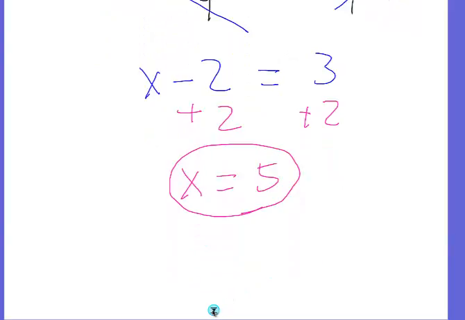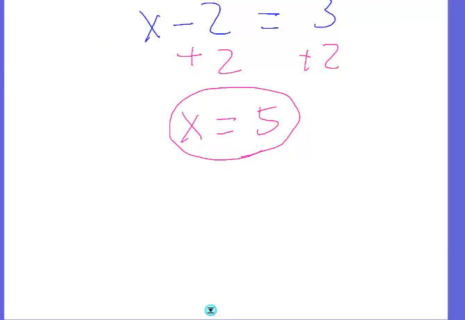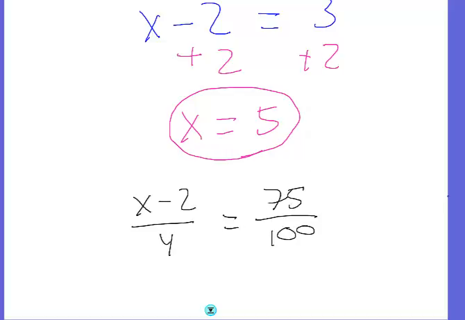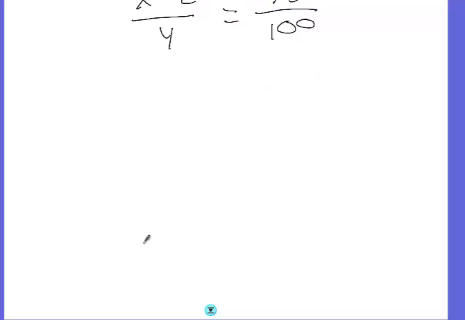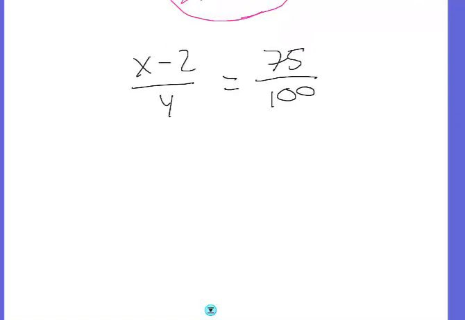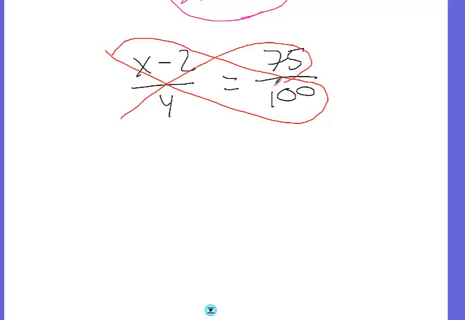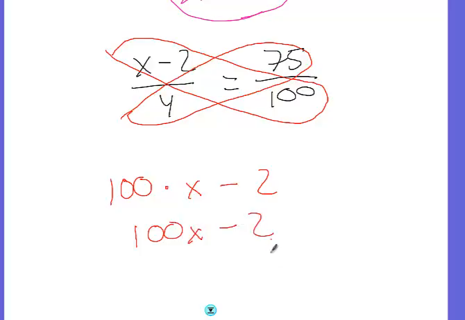Another way that kids do this problem goes back to the cross multiply and divide, and we'll get the same exact thing. So let's do x minus 2 over 4 is equal to 75 over 100. All right. So now let's try the cross multiply divide method. And the big trick here is that when you cross multiply, you have x minus 2 times 100. What a lot of kids do here is they do 100 times x minus 2. However, when you simplify this, you just get 100x minus 2.